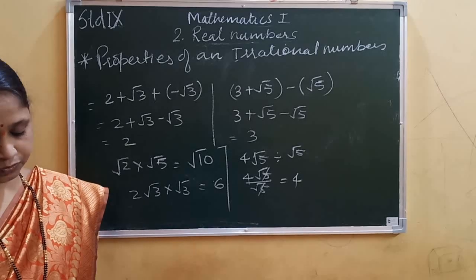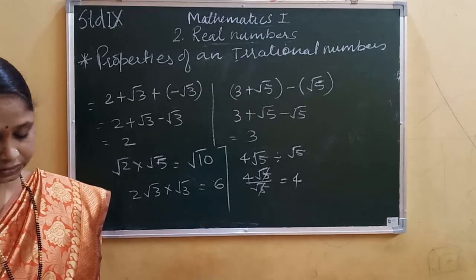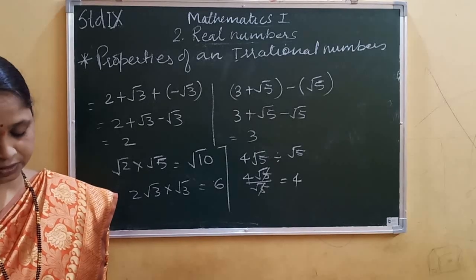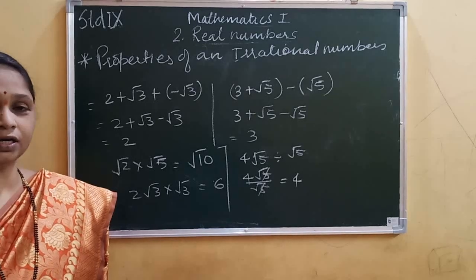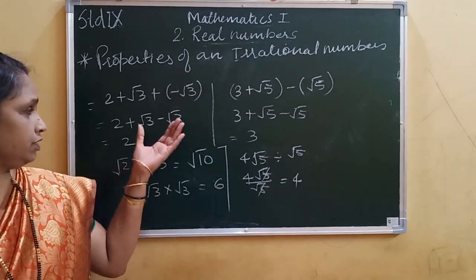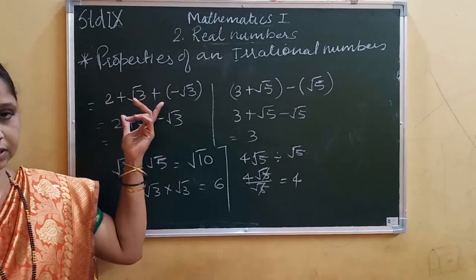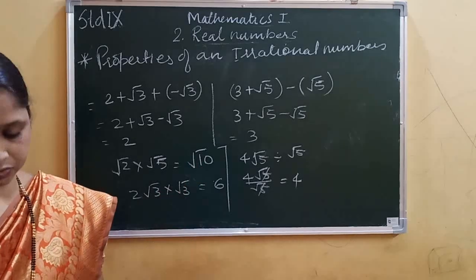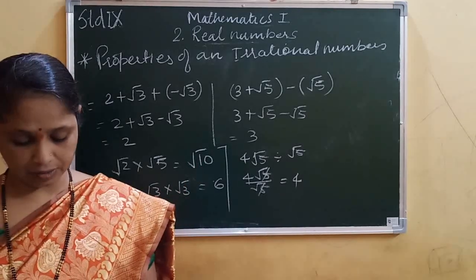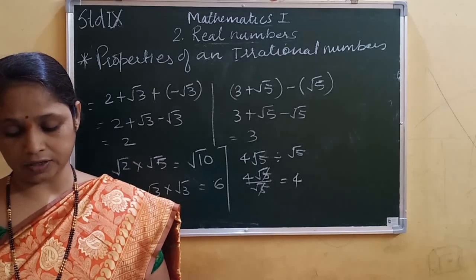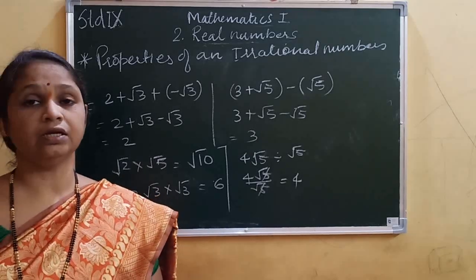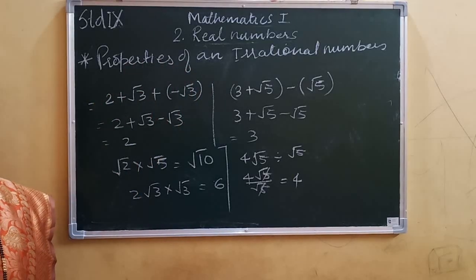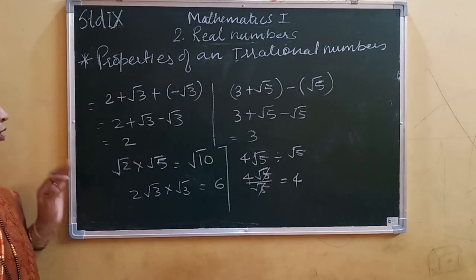Now next property is what? Third property, addition, subtraction, multiplication and division of two irrational numbers can either be a rational or it can be an irrational, which these examples I have given. Either it is a rational or it will be irrational. Okay. Now next we have to study about the properties of order relation of real numbers. These properties of an irrational number, which is given on page number 24, that we have to write.